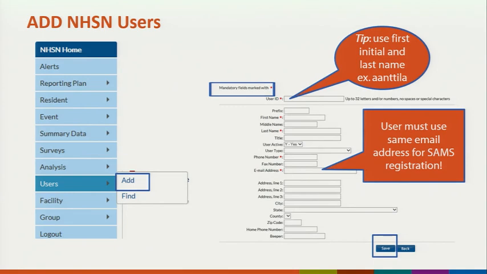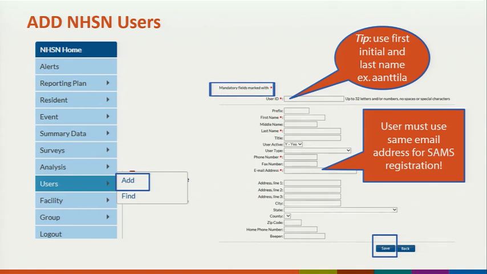Okay, so let's talk about adding an additional user. Again, from that navigation bar, you want to go down to Users and click Add. Once you click Add, everything with a red asterisk will need to be completed. The first box is the user ID. This can be up to 32 numbers and or letters.